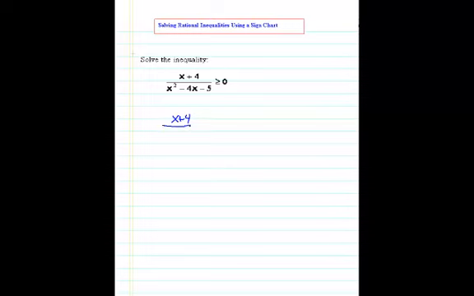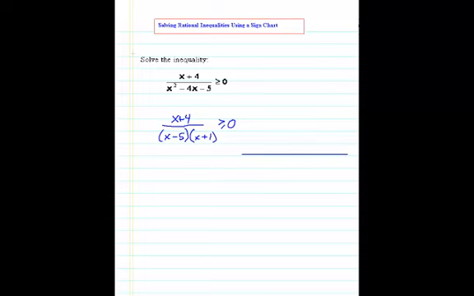The denominator, however, is quadratic, so I'm going to go ahead and factor that, and that'll factor into x minus 5 times x plus 1. Now the purpose behind doing that is to see where the number line is going to have its breaking points. Things will change sign whenever either the numerator is 0 or the denominator is 0. So we're going to go ahead and make a number line, a sign chart, in the same way that we did polynomials. So I'll begin by drawing my number line.